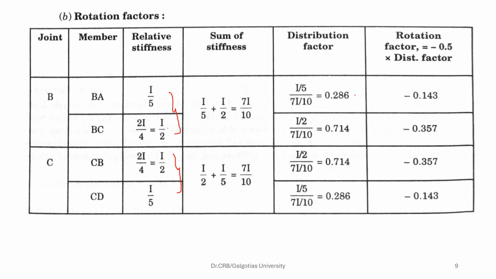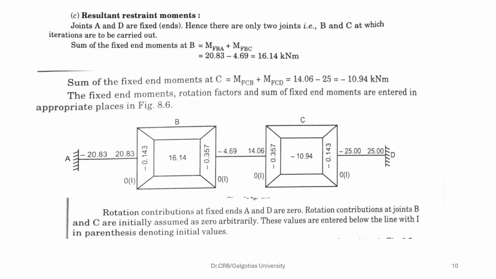Once you get all these values, you multiply this by minus 0.5 to obtain the rotation factor for Kani's method. So these are the values obtained, as you see, by multiplying these factors by minus 0.5. So once you are done, this job is over. Then you proceed further, where joints A and D are fixed. Hence there are only two joints, that is B and C, at which the iterations are to be carried out.